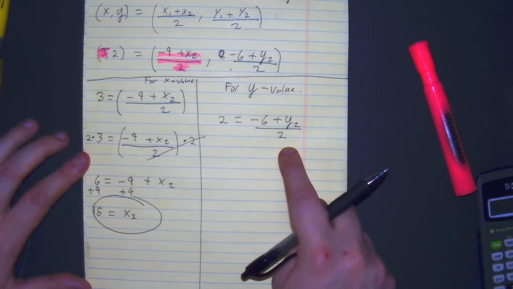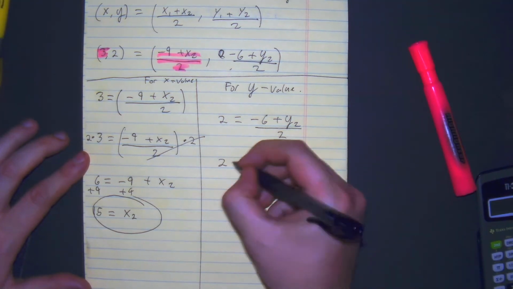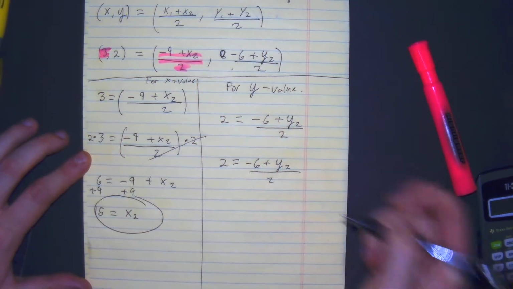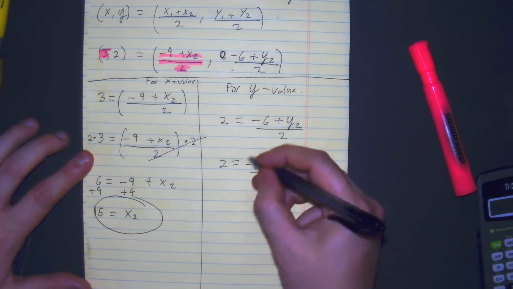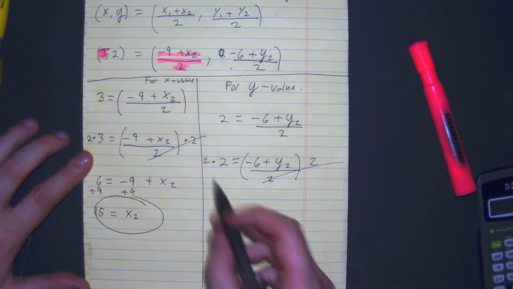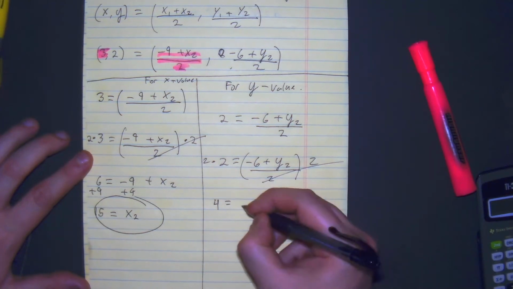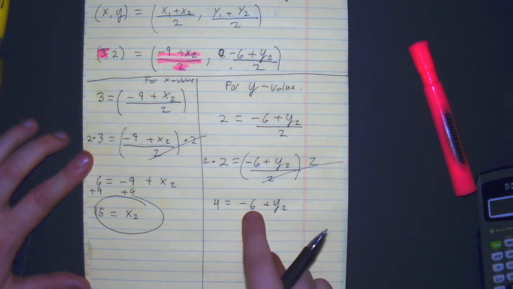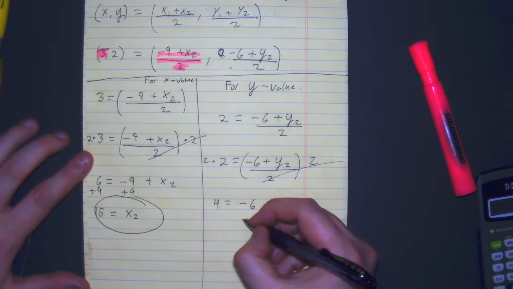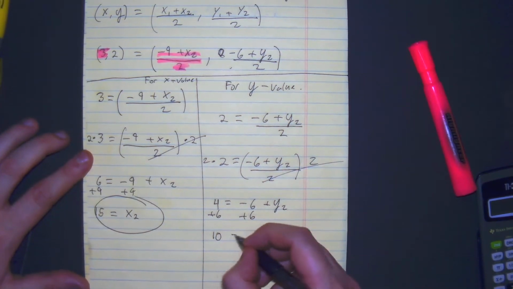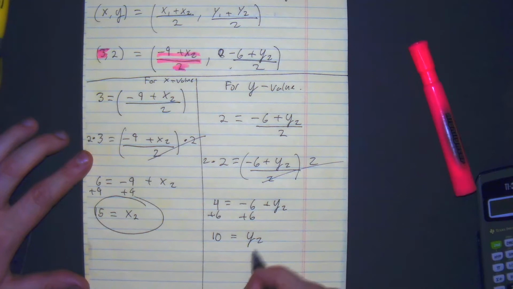Now we need our endpoint for y. So I want to rewrite it so I can show the steps. 2 is equal to negative 6 plus y2 divided by 2. Inverse of division is multiplication. Those cancel. 2 times 2 is 4. 4 is equal to negative 6 plus y2. And then from here, the inverse of subtraction is addition, so we're going to add 6 to both sides. We get 10 is equal to y2.